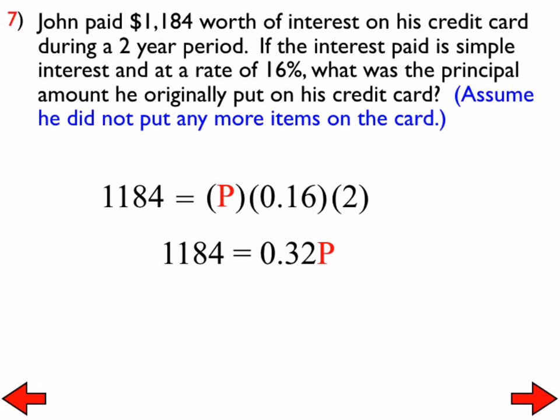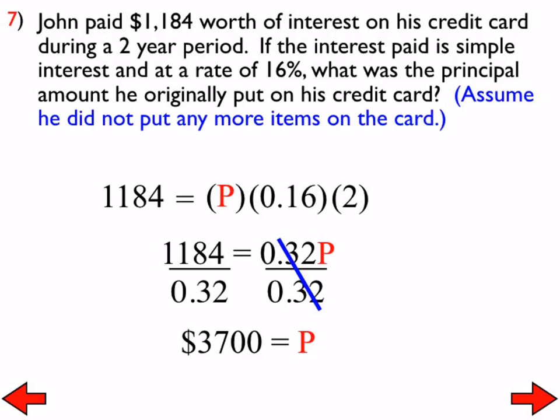0.16 times 2 is 0.32. Divide both sides by 0.32. And 1,184 divided by 0.32 is $3,700. So $3,700 was the principal amount, or the original amount, that he put on his credit card. Okay? Any questions? All right.